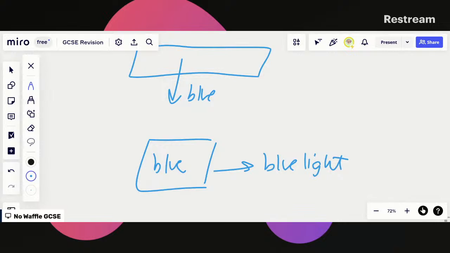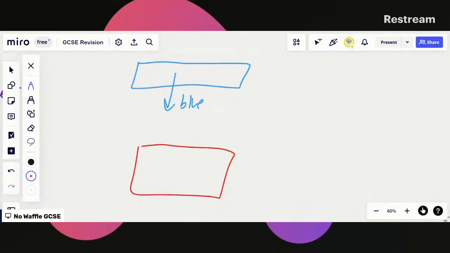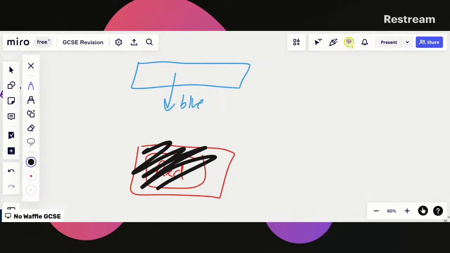Now, if the object was red, however, or any color that could not be made from blue light, the object would appear black. So if you had a blue filter on and you were wearing the color red, because red is a primary color, it cannot be made by blue. What happens is the red appears black in the filter, because nothing can be reflected, everything is just absorbed and it becomes black.